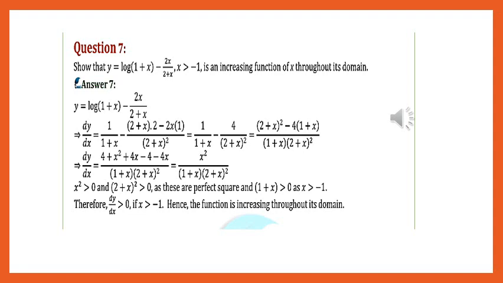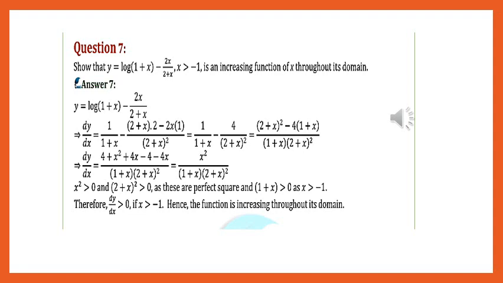Now dy by dx is equal to, first is log of 1 plus x. So the derivative is 1 by 1 plus x minus the derivative of 2x by 2 plus x. Here we apply the quotient rule. Which is the quotient rule? Denominator into derivative of numerator minus numerator into derivative of denominator, divided by denominator square.